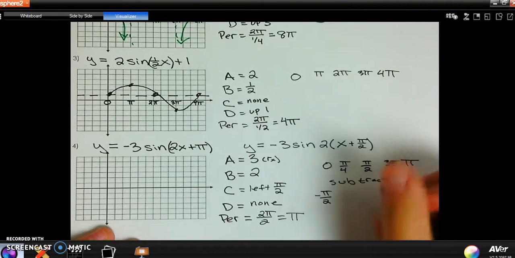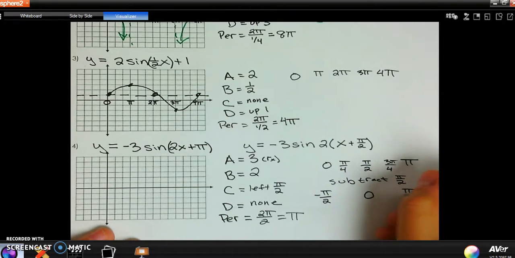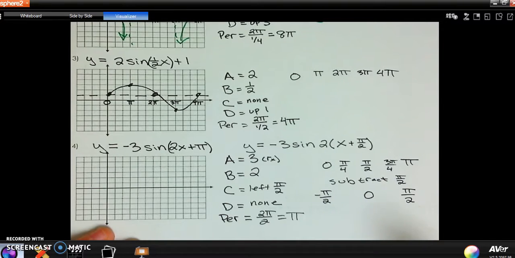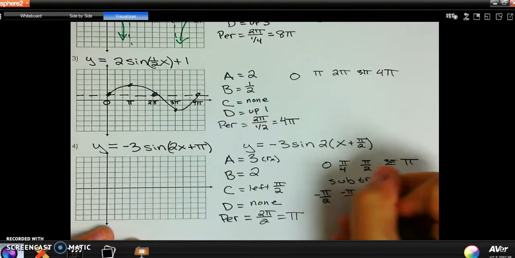Pi over 2 minus pi over 2 is 0, and a whole minus a half is just a half. So those were kind of the easy ones. Then you have to make the decision: is it easier for you to figure out what's halfway between, or is it easier to subtract? Most of you could tell that between 0 and a half is a quarter. So between 0 and a negative half would be negative a quarter. You could do it that way.